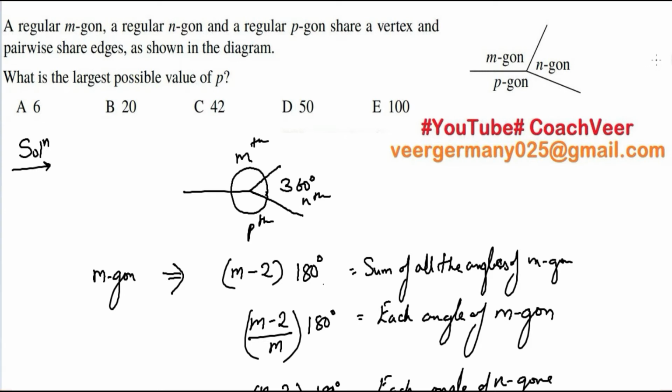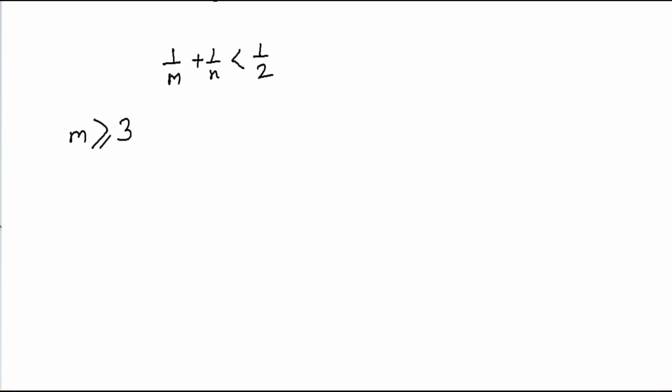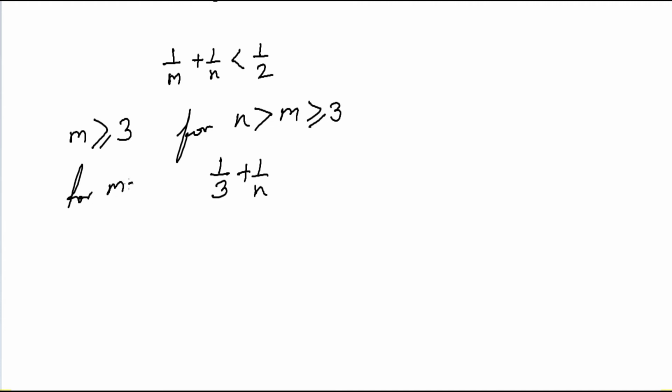So how close can it be, so that p remains an integer value? We can say m is greater than or equal to 3, and for generality, that n is greater than m. They can be equal also, but let's keep it like this. Now let's put m equals 3. So what do we get? 1 by 3 plus 1 by n for m equals 3.